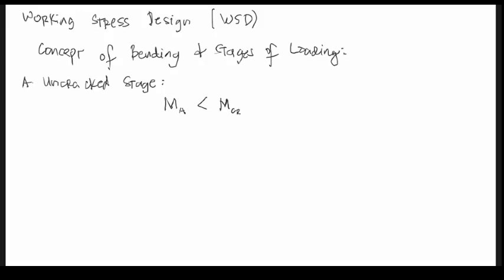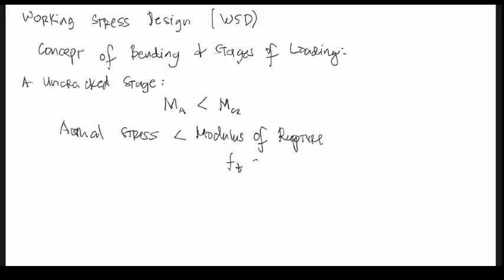The actual stress is also less than the modulus of rupture. It is symbolized as F sub T less than F sub R, the modulus of rupture. So small loading does not produce tensile cracking. At this stage, concrete resists both tension and compression, because it has not cracked. This means the concrete still has strength.